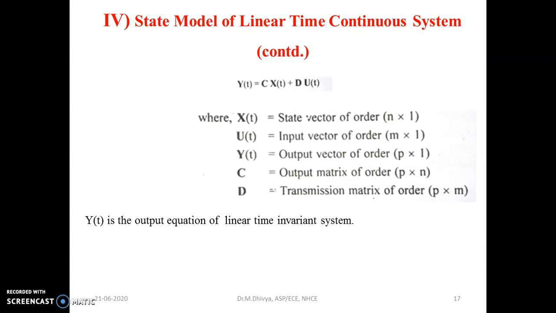The output equation is given by y of t is equal to C into x of t plus D into u of t, where x of t is the state vector of the order n cross 1, u of t is the input vector of the order m cross 1, the output vector is of the order p cross 1, the output matrix is of the order p cross n, and the transmission matrix is of the order p cross m.